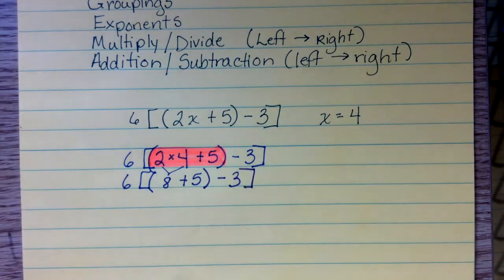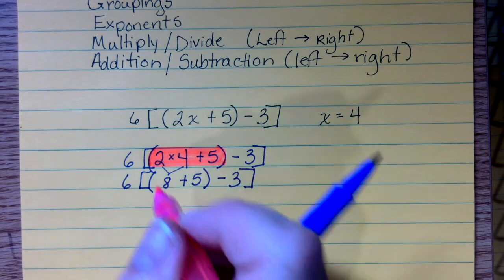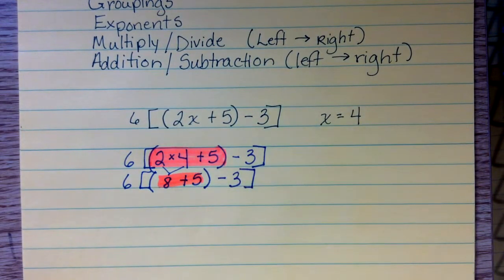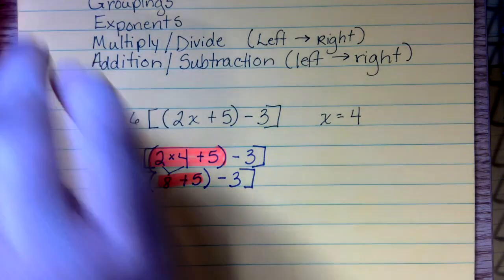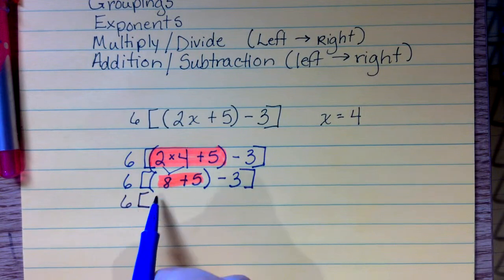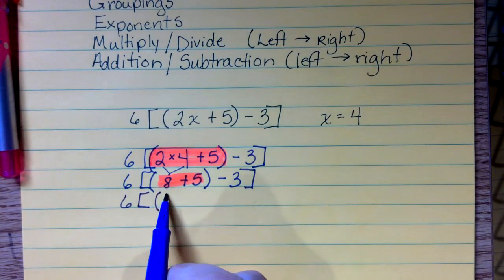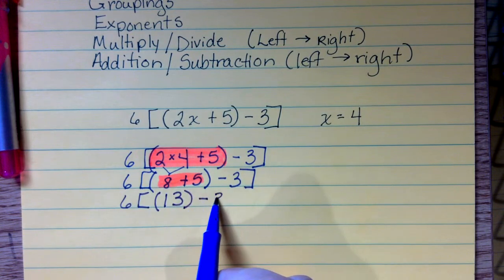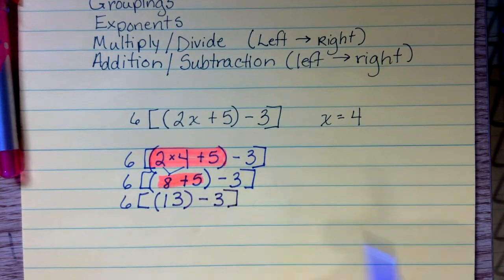Now, we still have parentheses. We've done the multiplication part first. Now we have to do the addition. So we then have 6 times, parenthesis, 8 plus 5 is 13, minus 3, and then we have our bracket.